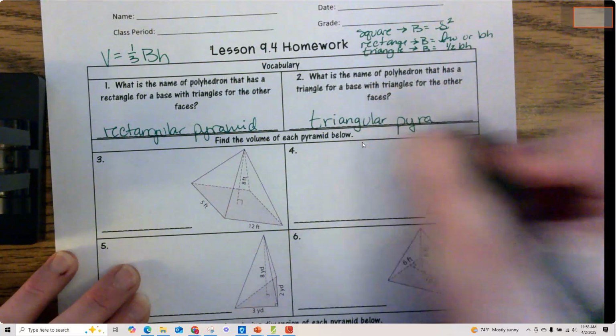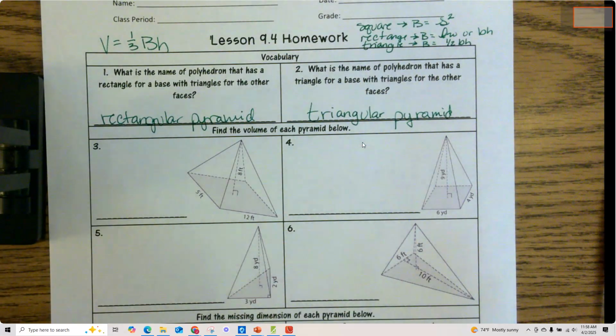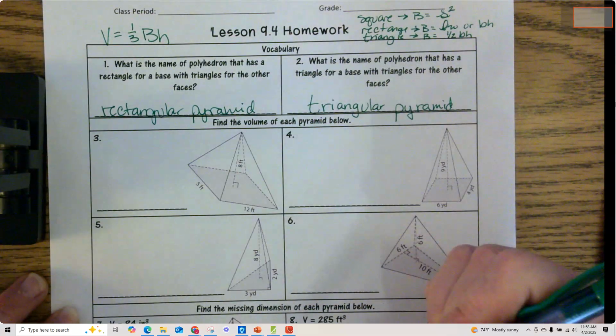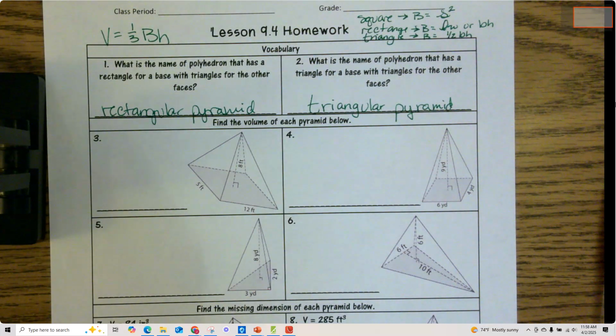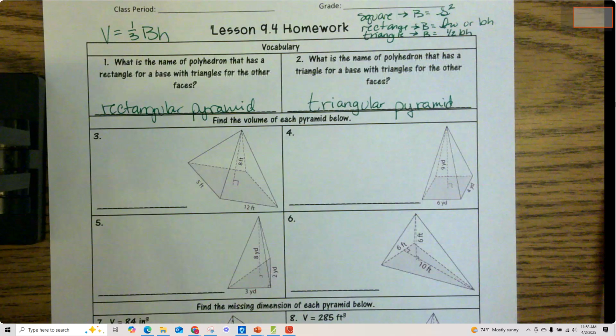Anybody that's absent today and is watching the video, if I gave you work in advance, it did not print right. You don't have these diagrams, so I apologize for that. I'll have a new page waiting for you. All right, so this one I think just has rectangular and just has triangular on it.